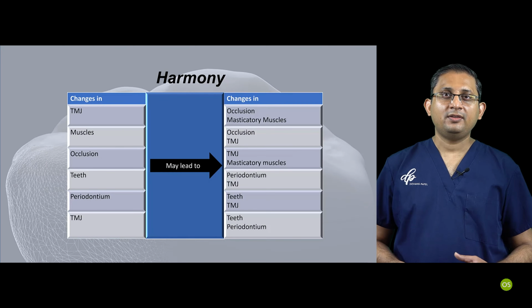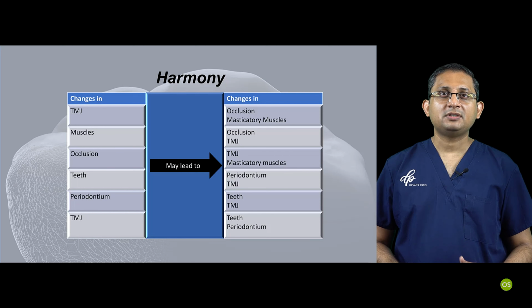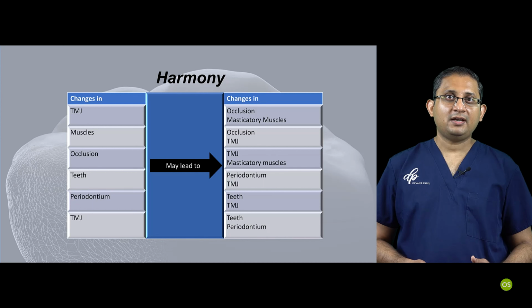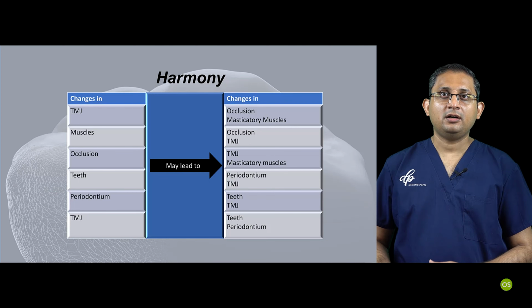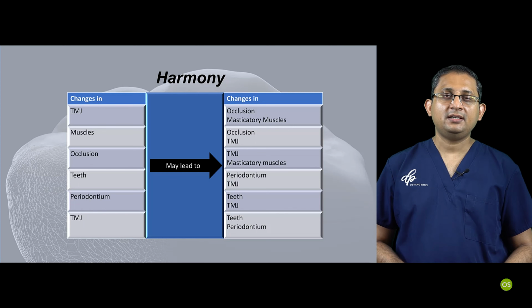However, if you look at the harmony, how they work together, if you have some issue with teeth, it can affect the periodontium and TMJ. But if you have some issues with TMJ, it can affect the occlusion and masticatory system. If you have an issue with muscles, it can affect the occlusion and temporomandibular joint. So as you can see, it is all interconnected, and treating or having an effect on one can affect other issues as well. So when you're treating patients' occlusion, you need to keep in mind that you're not just treating occlusion, you're possibly impacting other elements of the masticatory system as well.